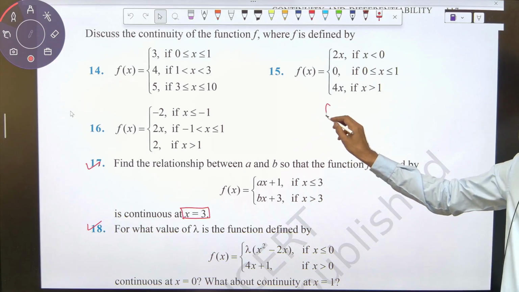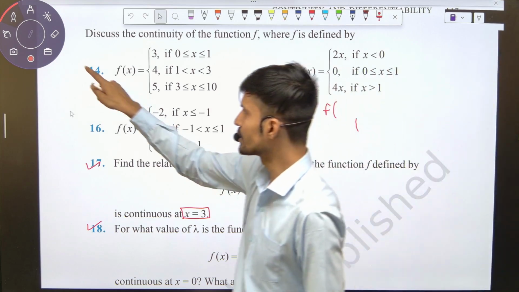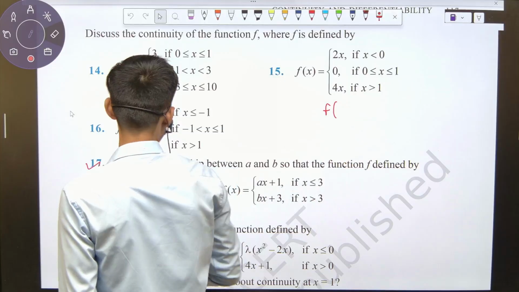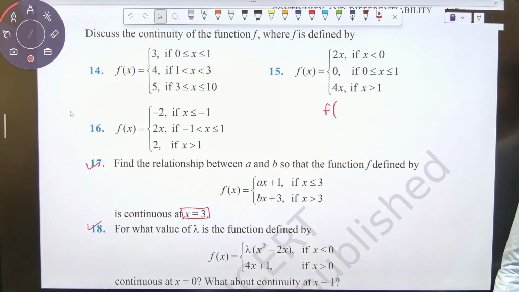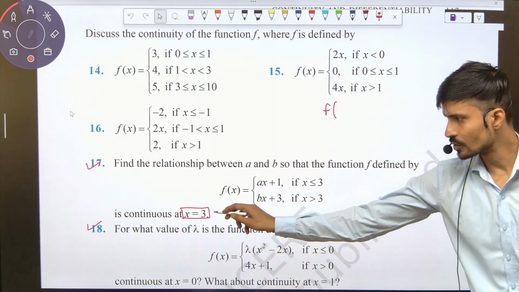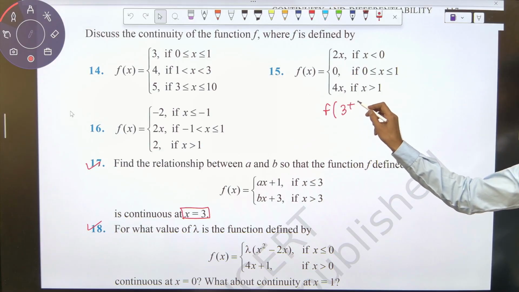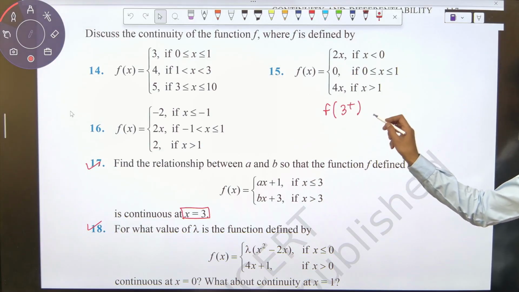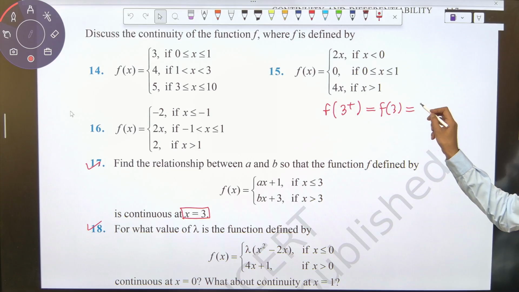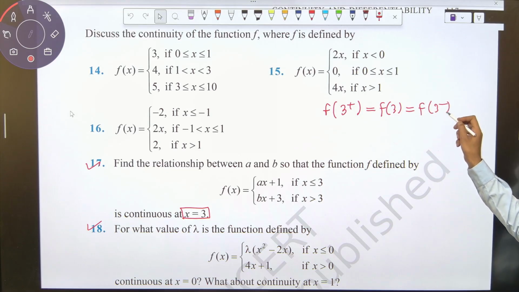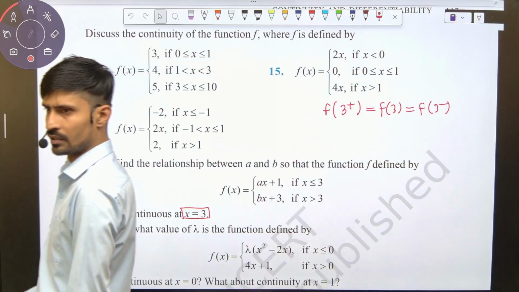What does it mean? Look, what will happen? If the function is continuous at x is equals to 3, what will be the mathematics for that? F of 3 plus value will be equals to f of 3 value, and that will be equals to f of 3 minus value. So from next time if I ask, okay Hasnan, then answer me like that.